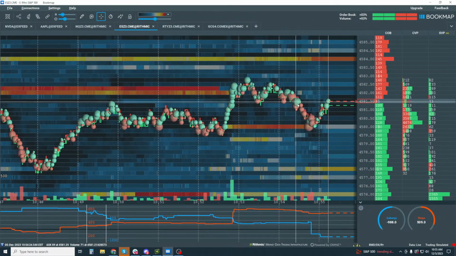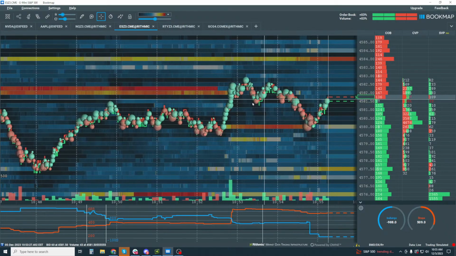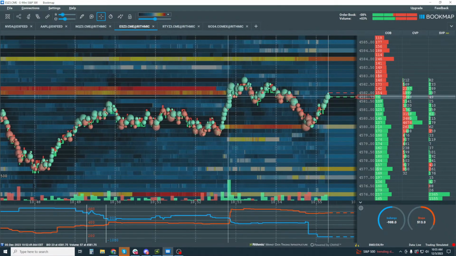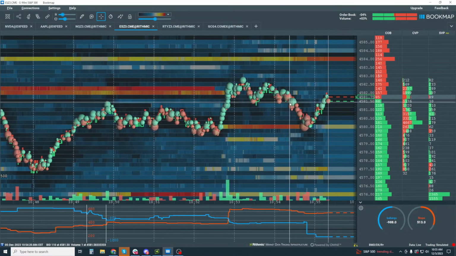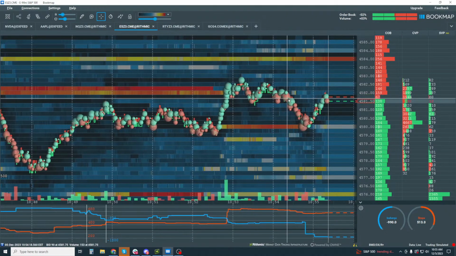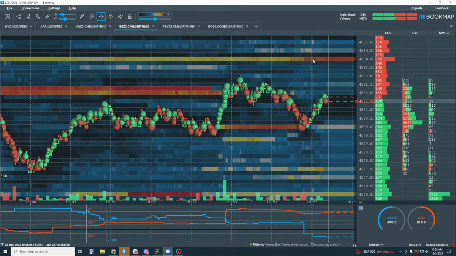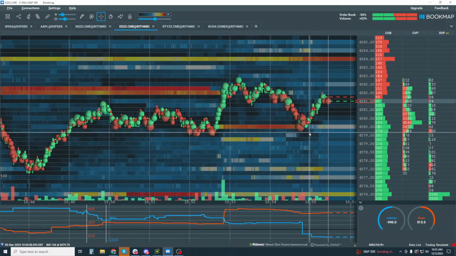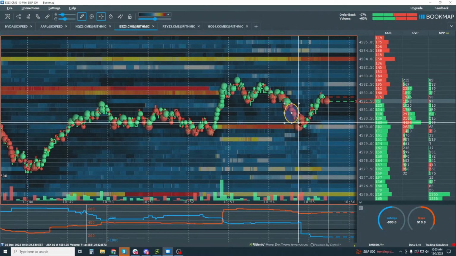All right, still looking for. I still like this idea of the buyer still being in control. We can get back up above the selling in here, and then we're to 84. Okay, this would be our trap volume.